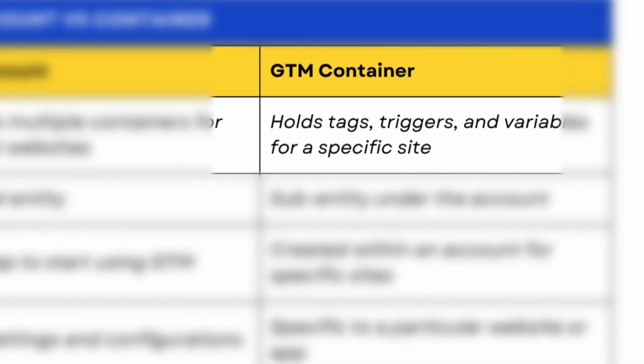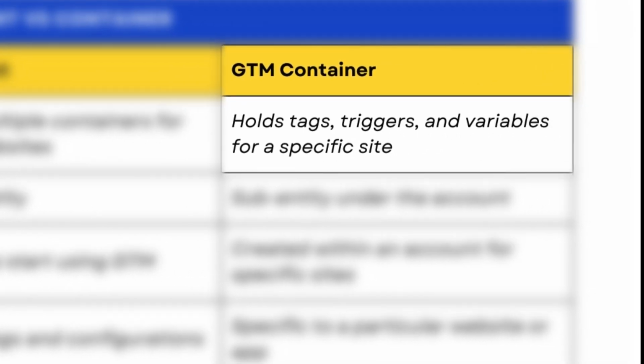Whereas in the Google Tag Manager containers, we have different tags, triggers, and variables that are firing on either websites or mobile apps. When you first log into tagmanager.google.com, the first thing you have to create is the account. And once you have created the account, then you will create a specific Google Tag Manager container for different websites.